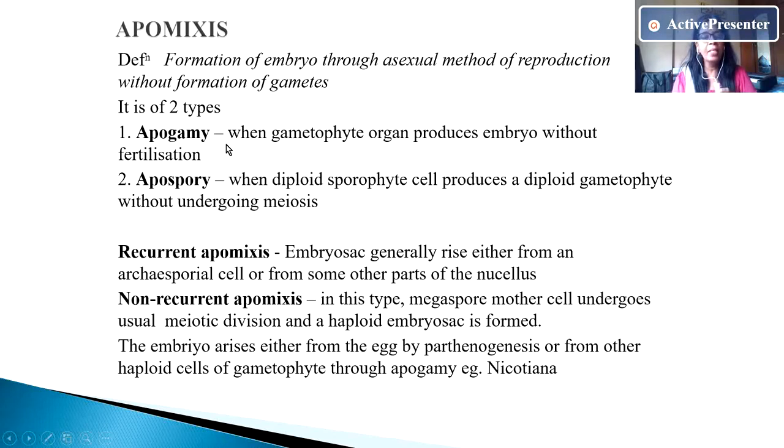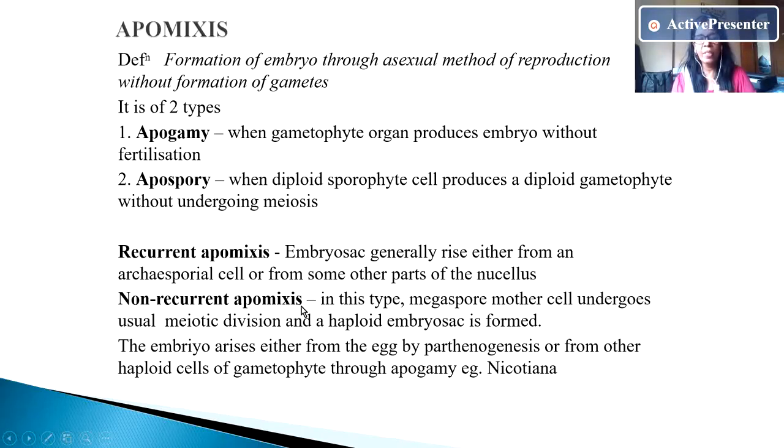Apogamy, gametes are fusing and form the zygote. Here no gamete formation, so directly from the gametophyte the embryo develops. That is apogamy, from the gametophyte, apospory from the sporophyte. Here next is recurrent apomixis. Embryo sac generally rises either from an archesporial cell or from some other parts of the nucellus.